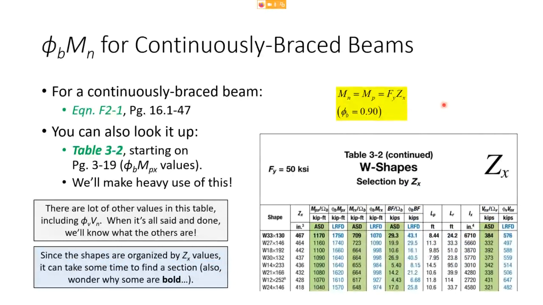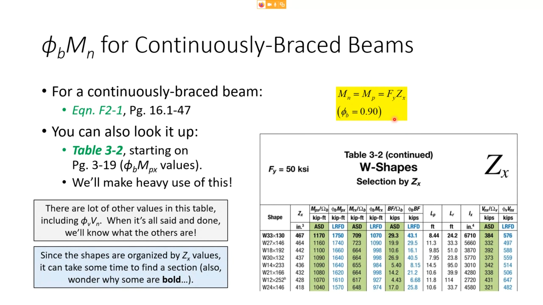Now, Phi-Mn: if you have a continuously braced beam and the beam is not going to buckle, you don't have to worry about that side-to-side buckling or anything like that, then its moment capacity is just Fy times Z. It's the plastic moment, Fy times the plastic section modulus. For Phi values, Phi is 0.9 for beams.